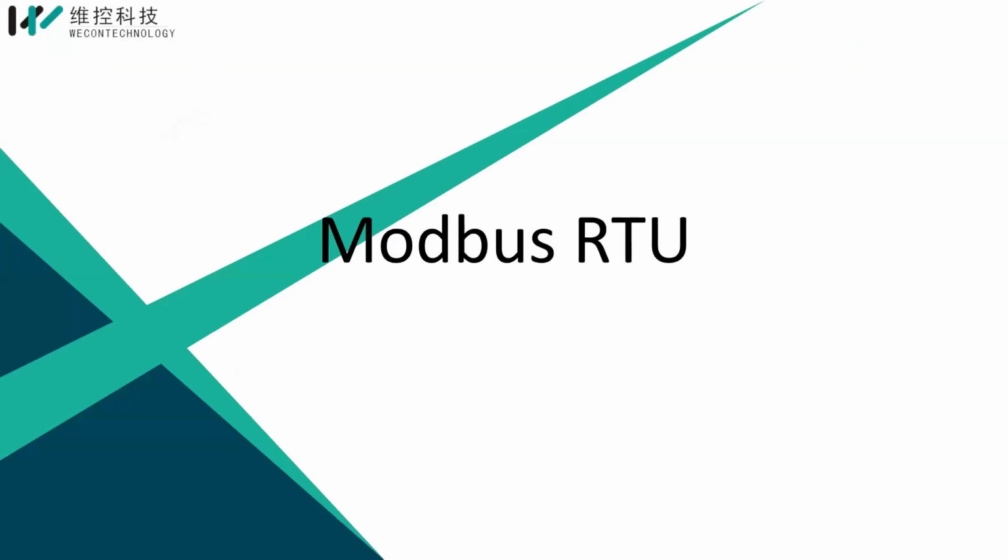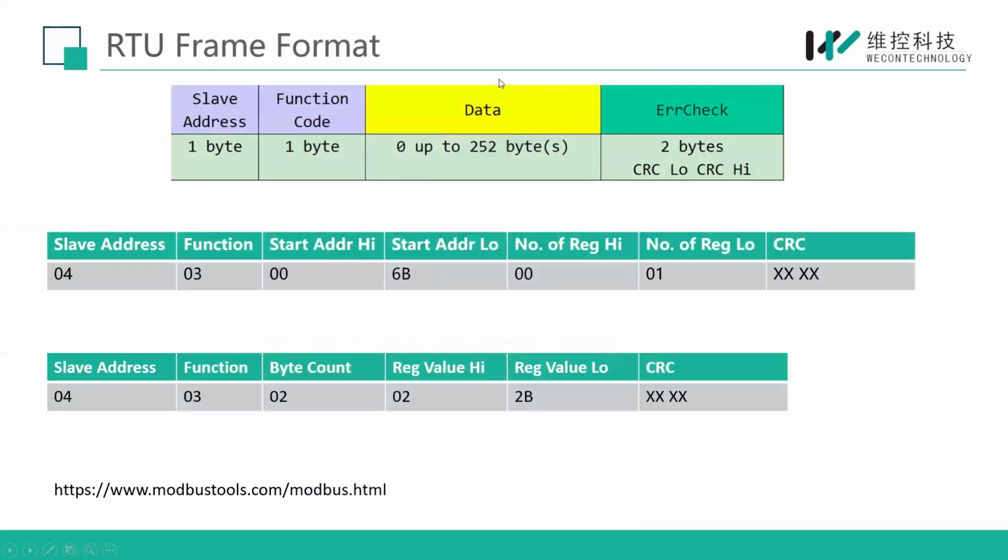So first one is Modbus RTU communication. This is the Modbus RTU frame format. Basically the HMI sends the request to your slave ID 04. It will always be in this format. First of all, it is always the slave address, then the function code. If you know Modscan and Modbus Poll, there will be a function code, and then the data. It is available from 0 up to 252 bytes, and the last two bytes are the register for the CRC.